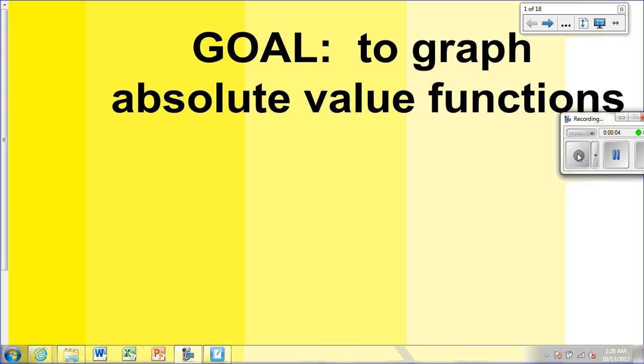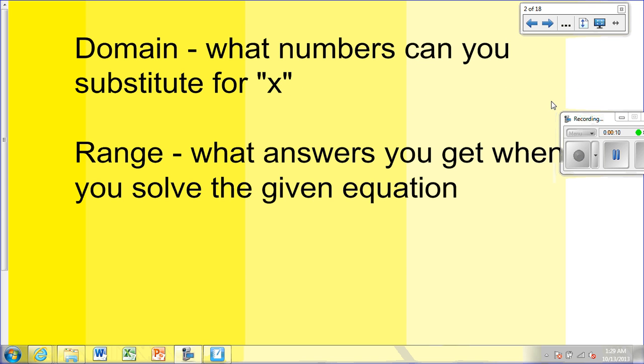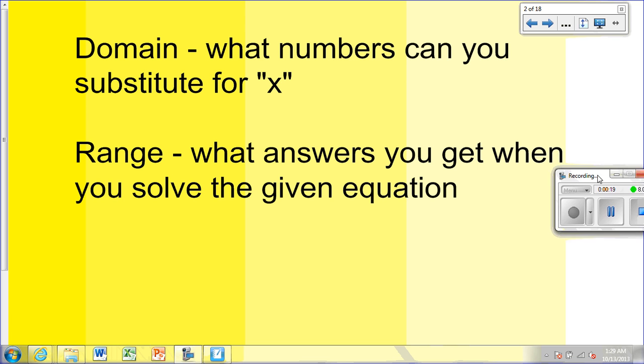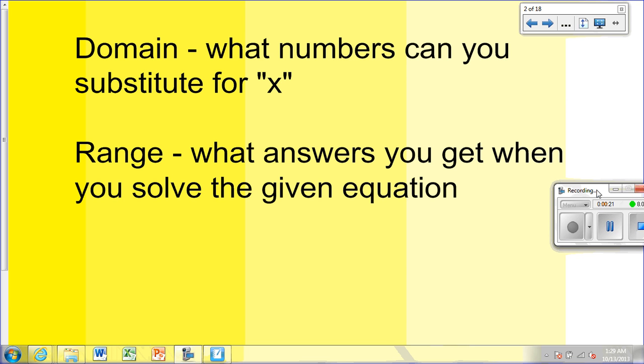Hi everyone. Today's goal is to graph absolute value functions. Just a little reminder, a domain is very simply put as what numbers you can substitute in for x. And our range is what answers you get when you solve a given equation, or in other words, what your y becomes.